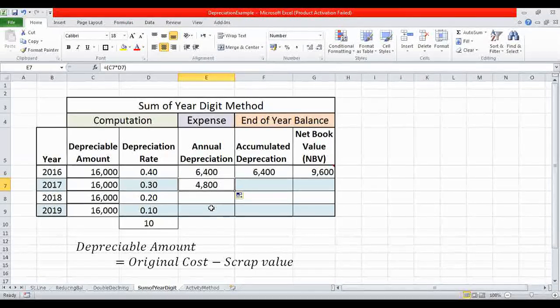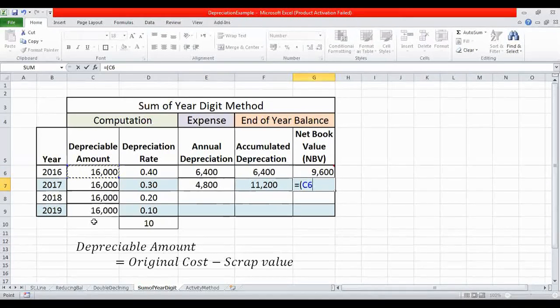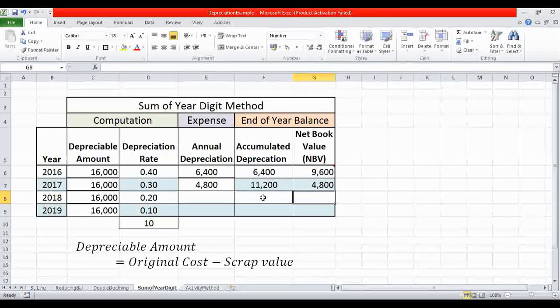In order to calculate accumulated depreciation, very simple. We are going to add up the two values, this value plus this value, 11,200. In order to calculate net book value, again very simple. Take the initial value, because all values are the same, minus the accumulated depreciation. It will give us the last value.